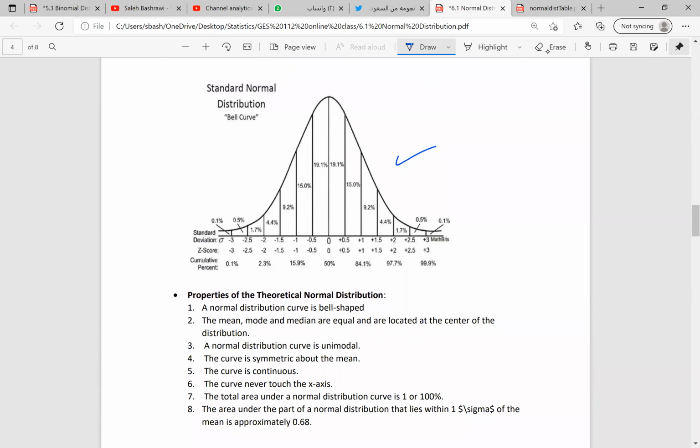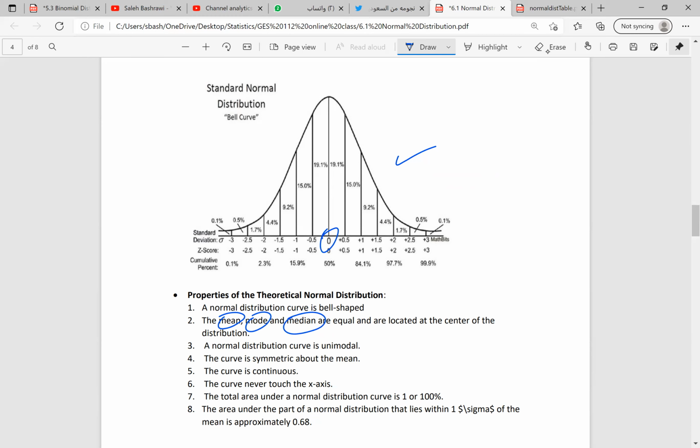We have some properties for the normal distribution. A normal distribution curve is bell-shaped. This is the first one. The mean, mode, and median are equal. This is the second. The mean, mode, and median are equal and are located at the center of the distribution. All of them are equal.